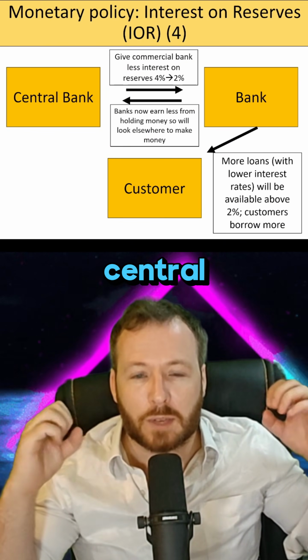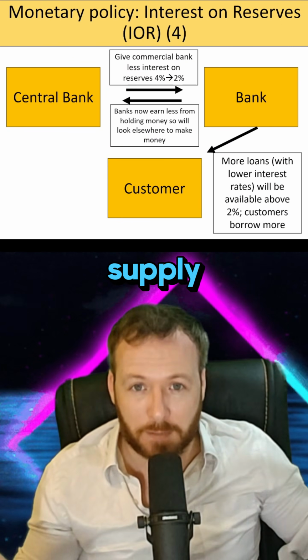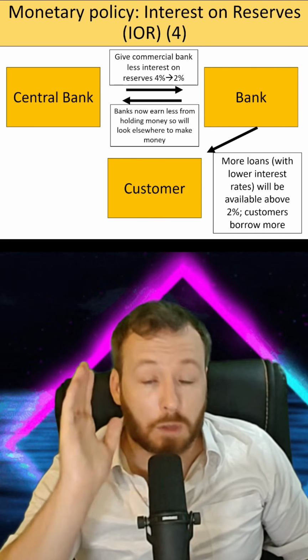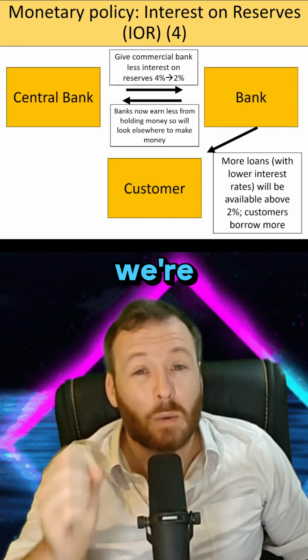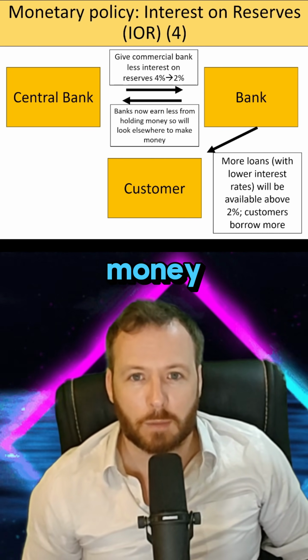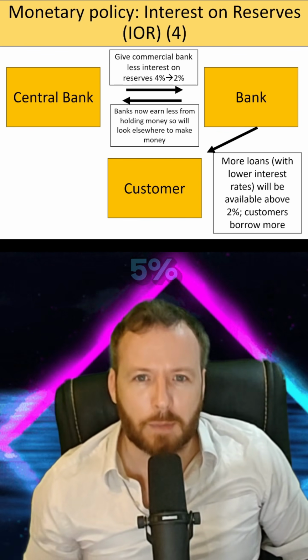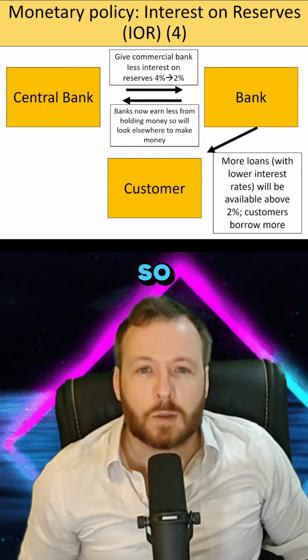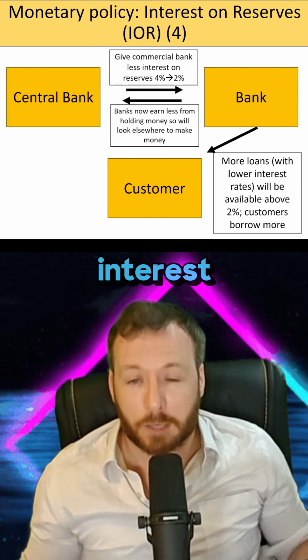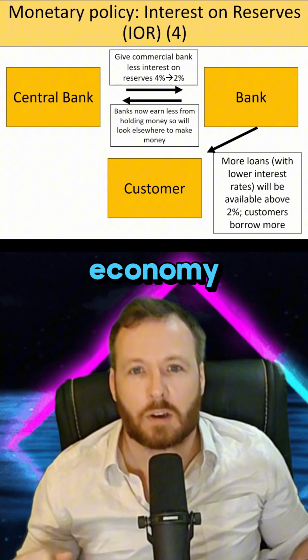However, if the central bank wants to expand the money supply, they can say to the bank, look, we were giving you 4%. Now we're only going to give you 2% for holding your money. The commercial bank's going to think, what? That's not fair. I'm just going to lend it to people for 5%. I'm going to make more money from doing that. So then they give out more loans at lower interest rates, expanding the money supply, and the economy should pick up from that.